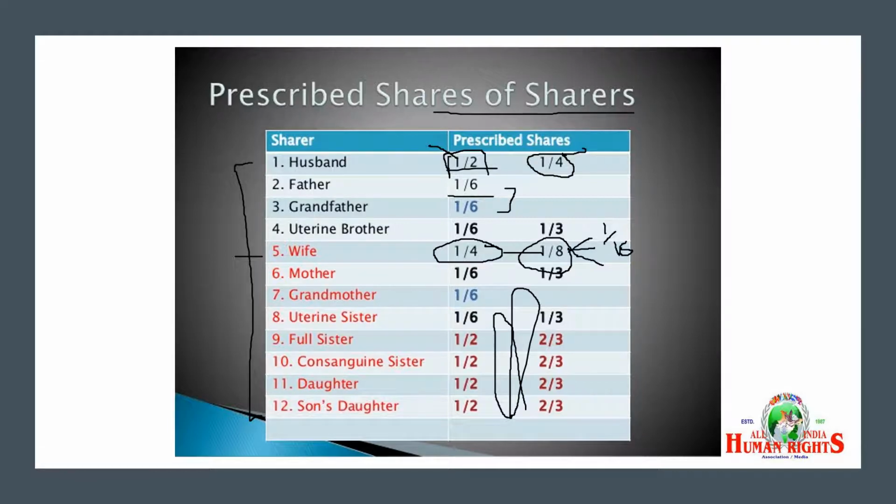Now, when we talk about daughters, if there is one daughter, she will get a 1/2 share. However, if there are two or more daughters, then all of them would get 2/3, and this 2/3 would be divided equally amongst the daughters. A similar rule is applied for the son's daughter, that is, the deceased's granddaughter.